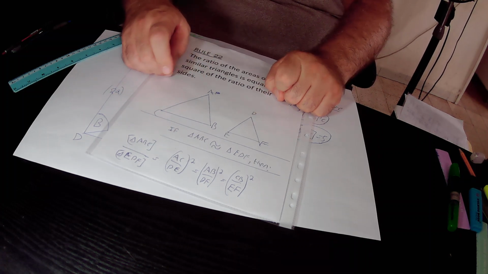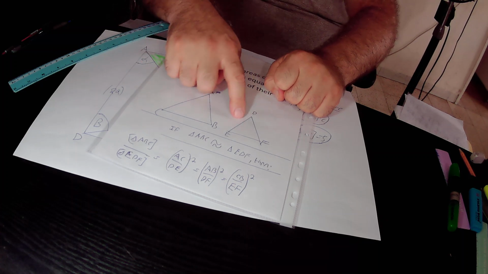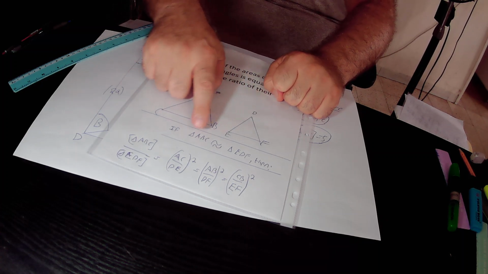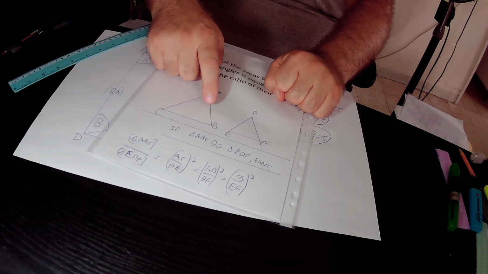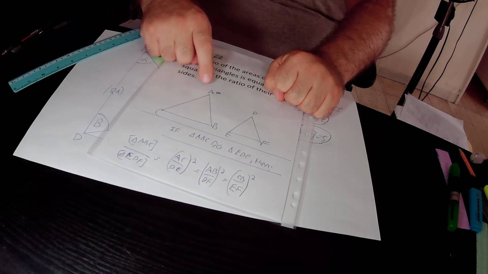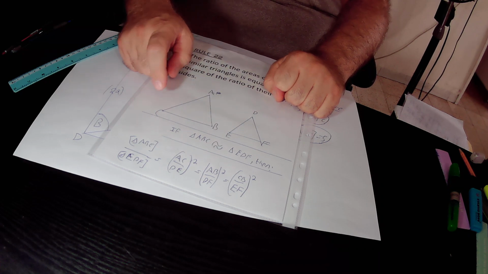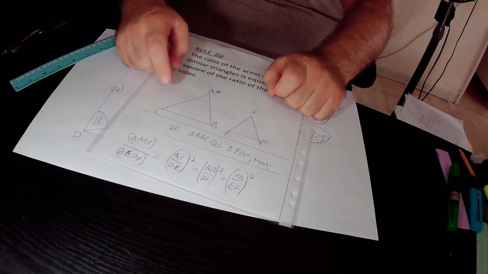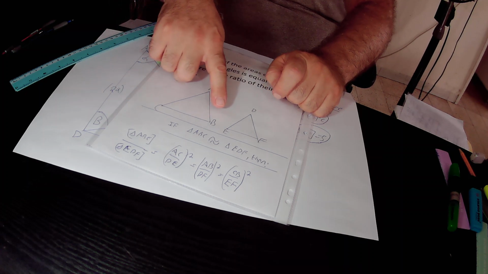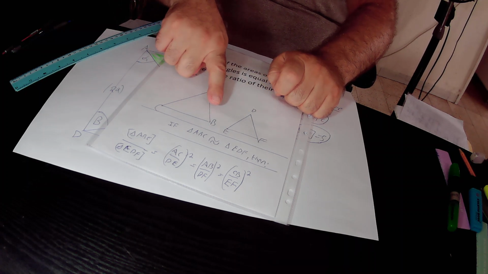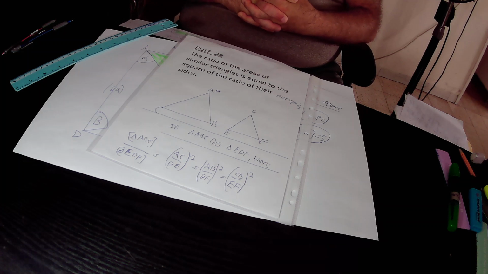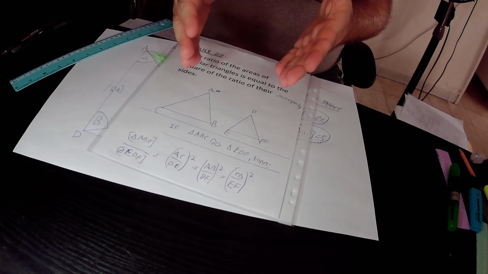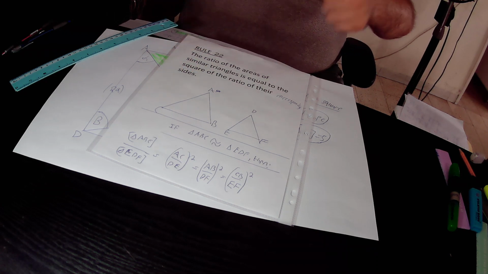In those two similar triangles, side AC is similar to side DE. So it is AC over DE squared. Likewise, side AB is the corresponding side of side DE. So it is AB over DE squared. And finally, in those two similar triangles, side CB is the corresponding side of side EF. So it is CB over EF squared. Okay, and again, according to this Rule 22, the ratio between the areas of those two similar triangles is equal to the square of the ratio between their corresponding sides.